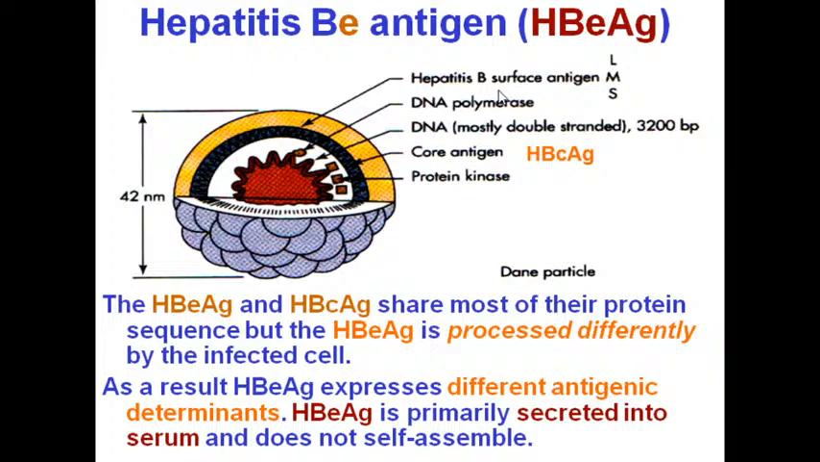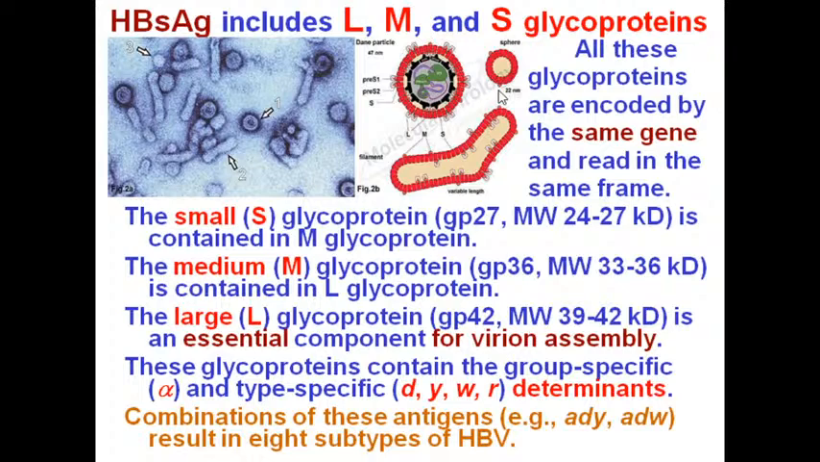So of course, if we are talking about the serological markers of the disease, we cannot really find hepatitis B core antigen itself in the blood, but we can find hepatitis B E antigen in the blood. So it is used as an important serological marker of the disease.